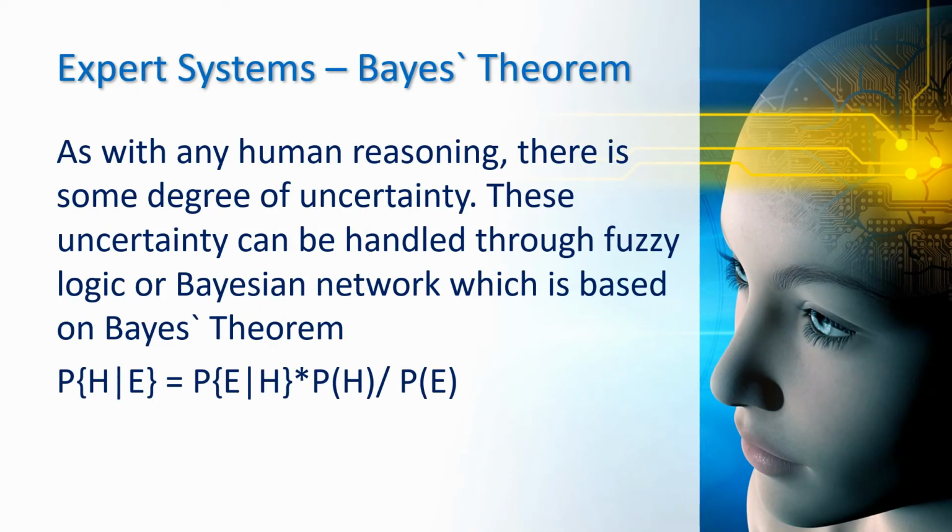Bayes' theorem. As with any human reasoning, there is some degree of uncertainty. Some may consider that to be the human touch. We are uncertain what color shirt to wear. Should we pass this way when we're going down the road? If we're in a particular situation, we wonder if this is the best way we can handle it. All these are examples of human uncertainty when it comes to reasoning and decision making, right? This uncertainty can be handled through fuzzy logic or a Bayesian network, which is based on Bayes' theorem.